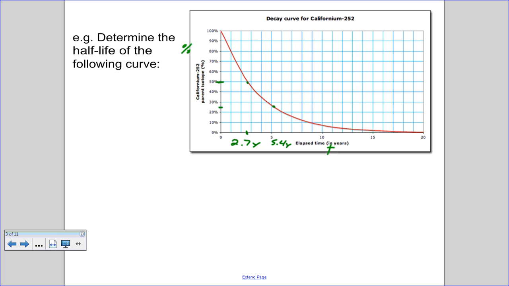And if we went even further, we could go down to 12.5%. 12.5% would be around there, and that would give us about, what is that, 8.1 years. So 2.7 is probably close enough, because this is a gap of 2.7, this is a gap of 2.7. Of course, I'm making assumptions when I do this. On the graph, it's not that precise. We can do calculations, however.